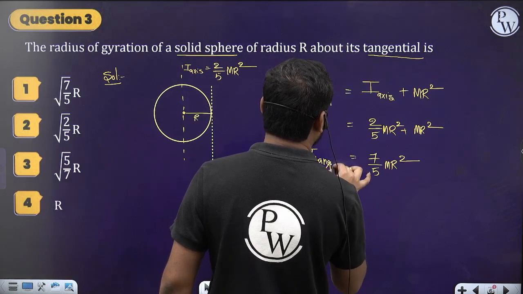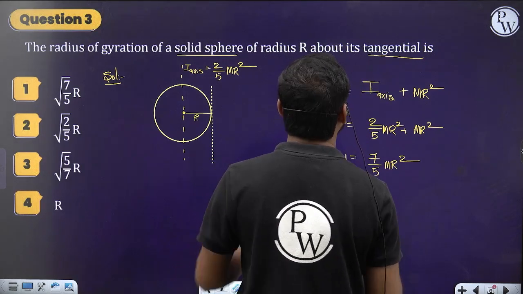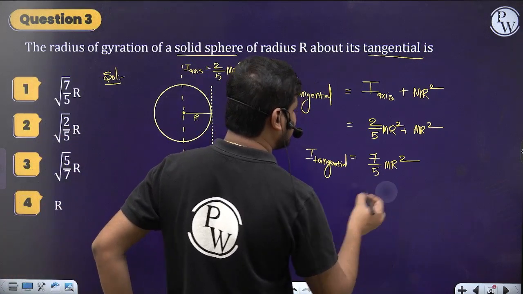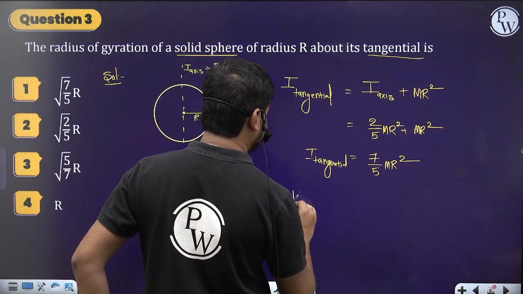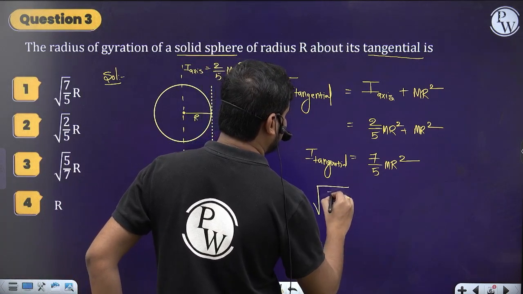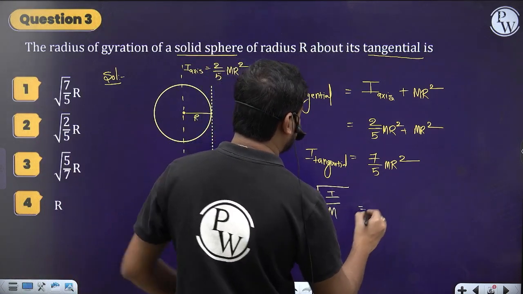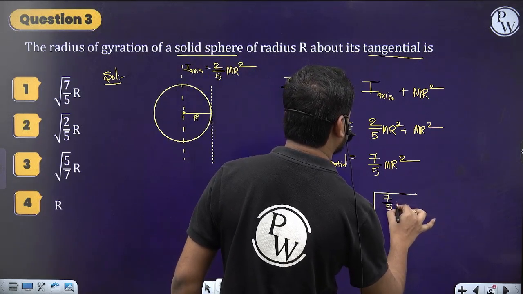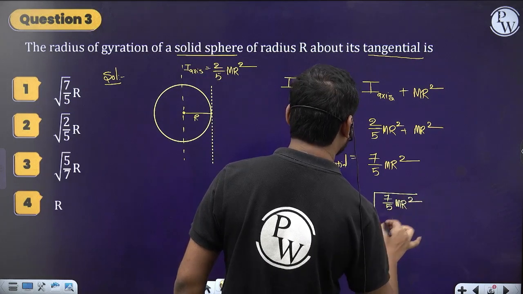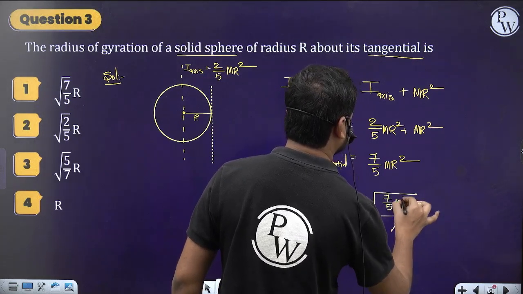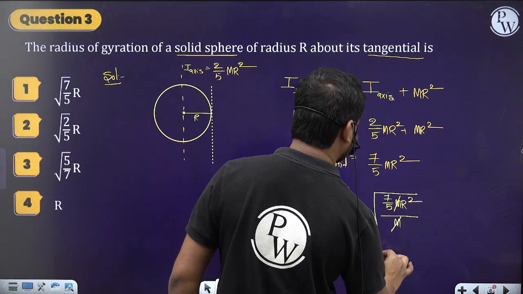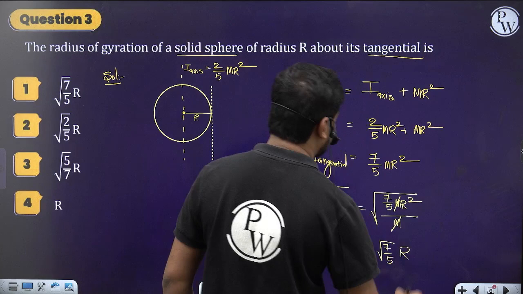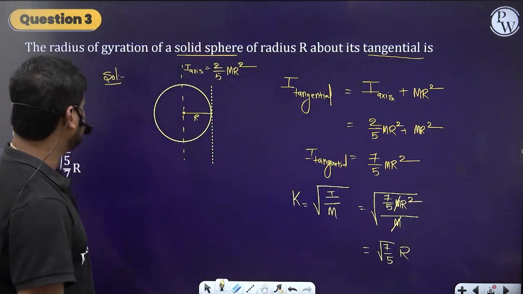Now we need the radius of gyration about its tangential axis. How do you find the radius of gyration? k is equal to root over I by m. What is the I about its tangential axis we got? 7 by 5 mr square. 7 by 5 mr square by m. So m gets cancelled, root over 7 by 5. Square root of r square is r. So root over 7 by 5 into r.